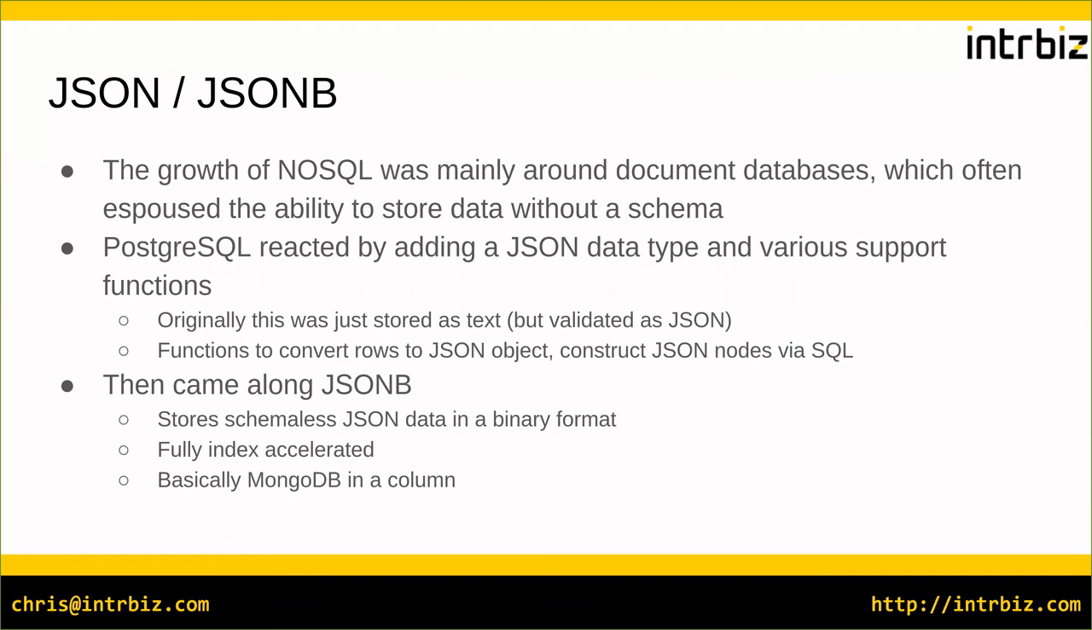So we can have a JSONB column, and that then allows us to store a full JSON document into a single column in a single row. And this can also be completely fully index accelerated. So as a lot of people used to joke at the time, we now have MongoDB in a column and we're faster.